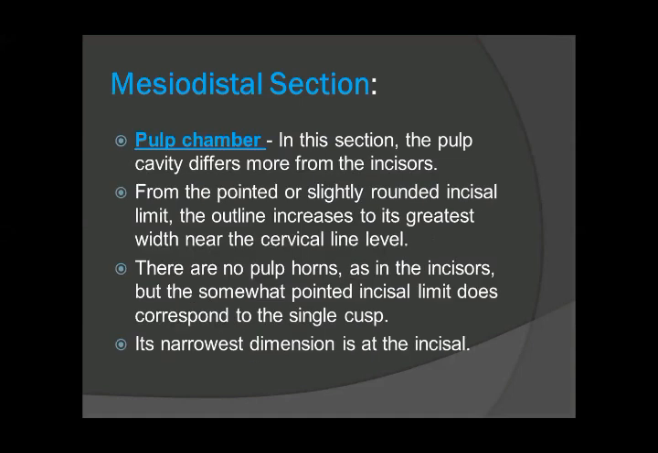Mesiodistal section. In this section, the pulp cavity differs from the incisors, from the pointed and slightly rounded incisal limit. The outline increases to the greatest width near the cervical line level. There are no pulp horns as in the incisors, but the somewhat pointed incisal limit does correspond to the single cusp. Its narrowest dimension is at the incisal.